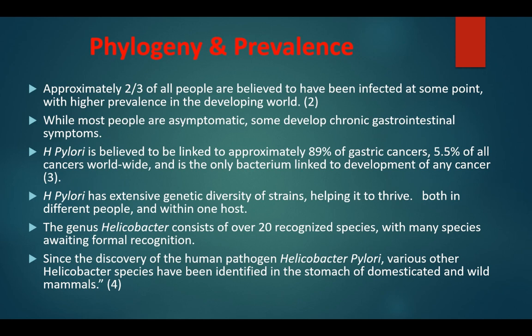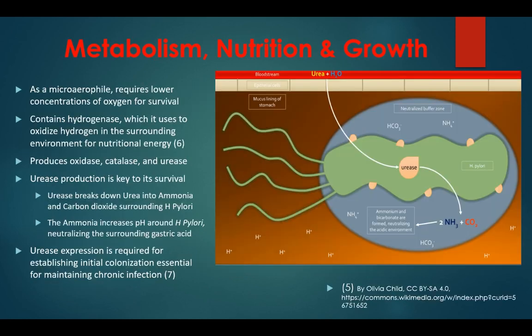H. pylori has extensive genetic diversity of strains, which helps it thrive. So within one person, there can be a lot of strains, and between different people. The genus Helicobacter consists of over 20 recognized species, with many awaiting formal recognition. In addition to a lot of diversity within humans, there are related Helicobacter species that have been identified in the stomachs of other wild and domesticated mammals.